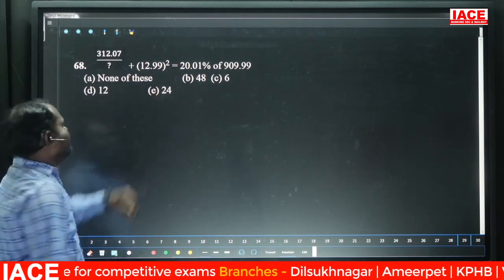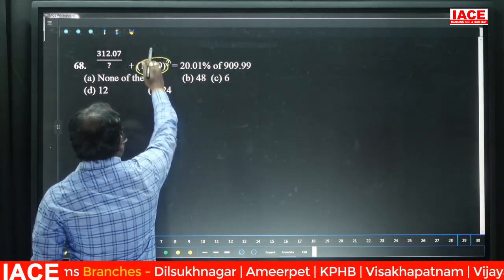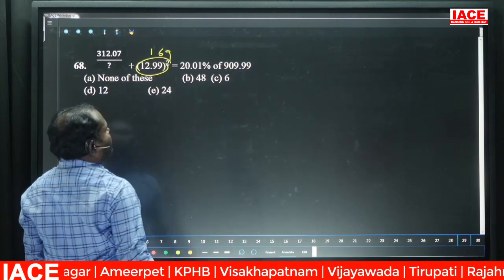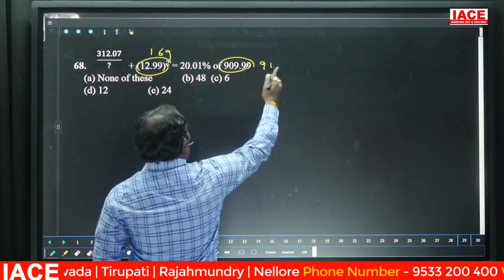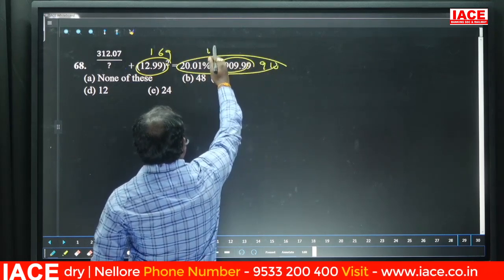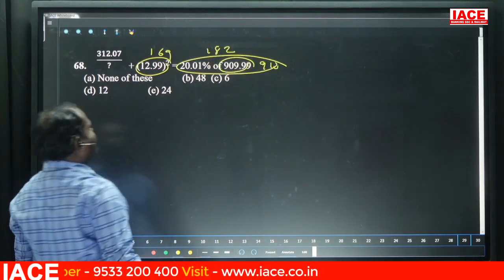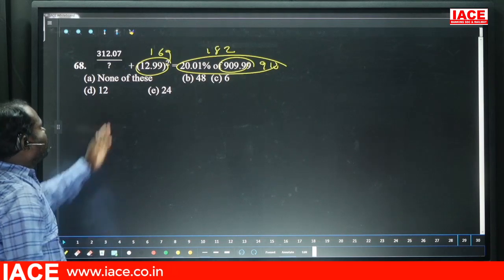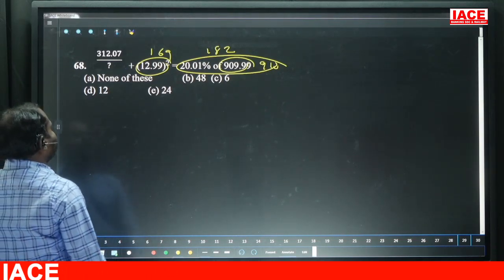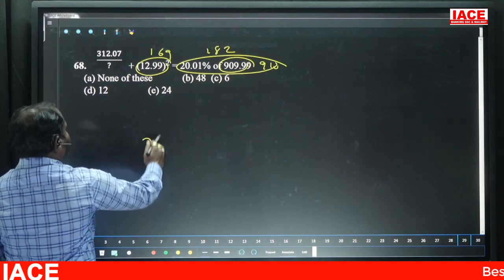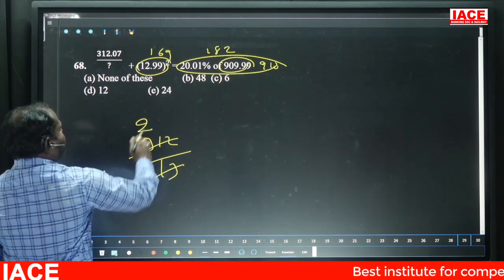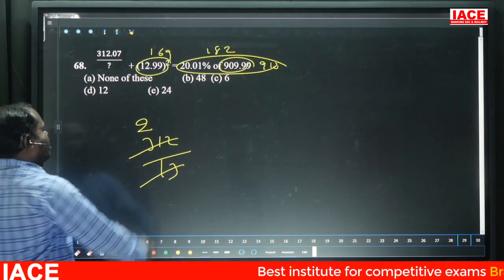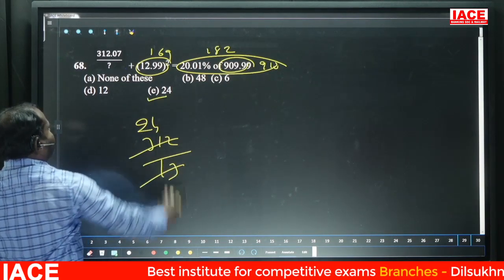12.91, make it as 13 square, that means it is 169. 20% of 910, make it as 910. 20% means 182. 182 minus 169 is nothing but 13. 13 to 13, if you cancel with 312 by 13, 13 2 26, 52. 13 fours are 52, about 20, only one option is there, 24.